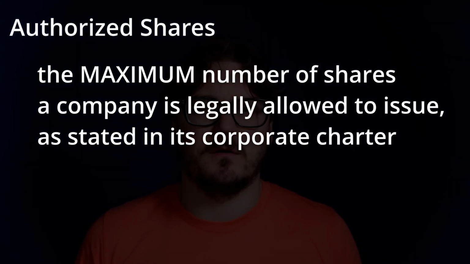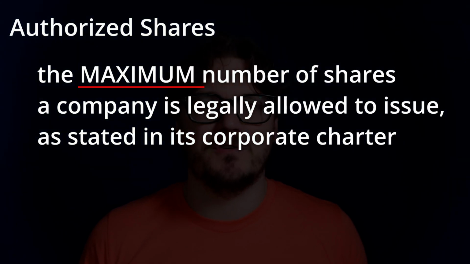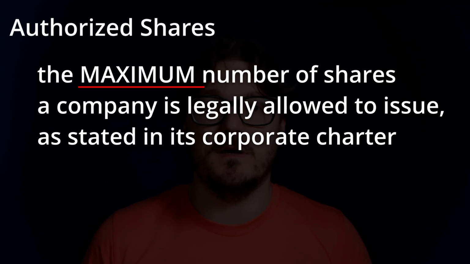In order to explain reverse splits, we first need to define a few terms. First, authorized shares. This is the maximum number of shares a company is legally allowed to issue, as stated in its corporate charter. Think of it as the company's stock supply ceiling. It doesn't mean that all these shares are in circulation, it's just the upper limit.